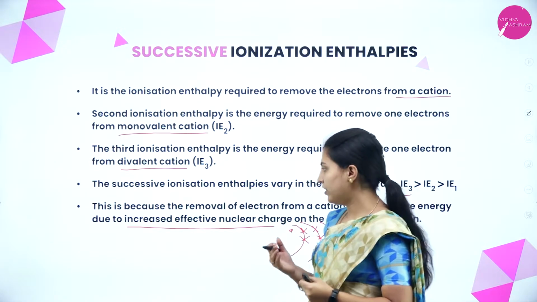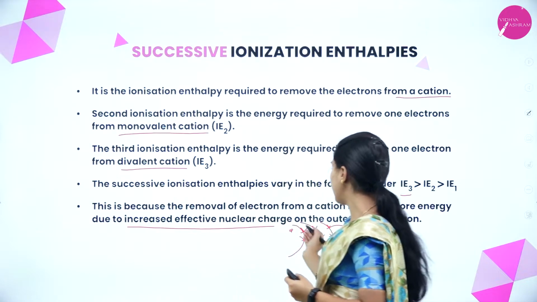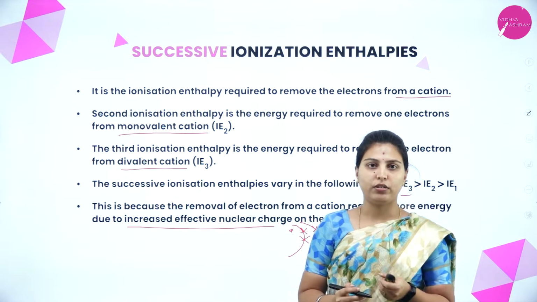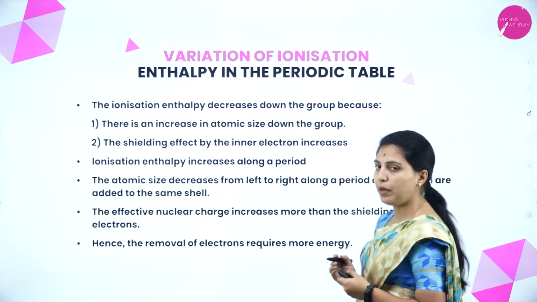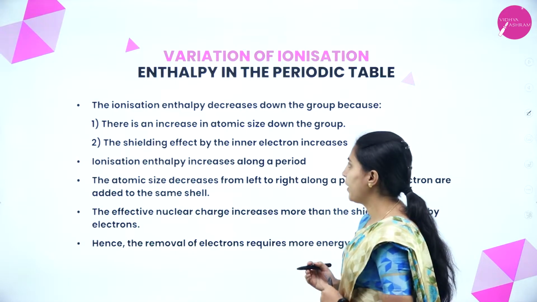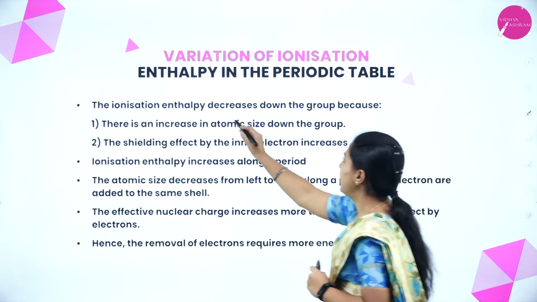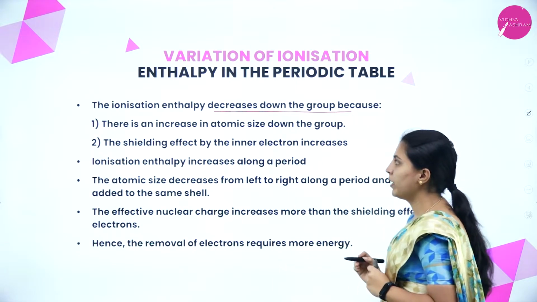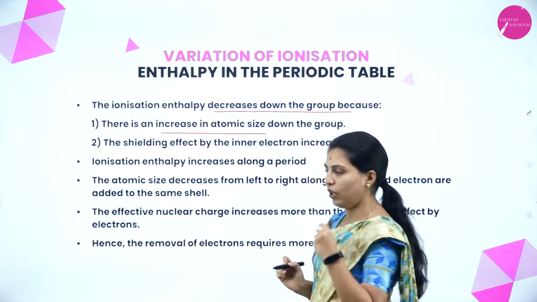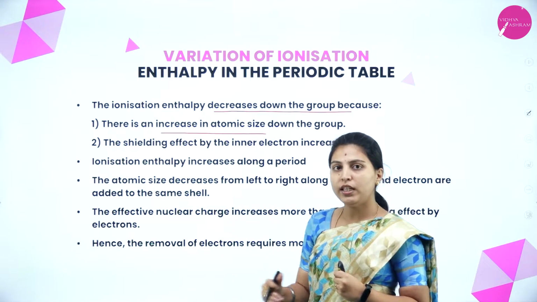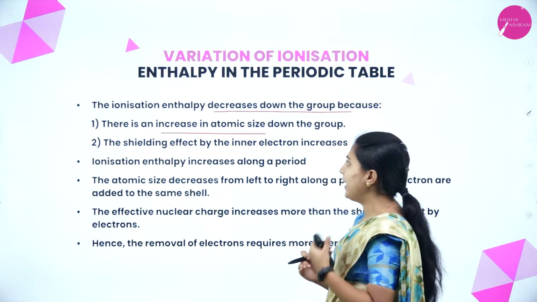Okay, this is due to the increased effective nuclear charge on the outermost electron. Next we will see the variation of ionization enthalpy in the periodic table. The ionization enthalpy decreases down the group because there is an increase in the atomic size down the group. We know that down the group atomic size will be increased.